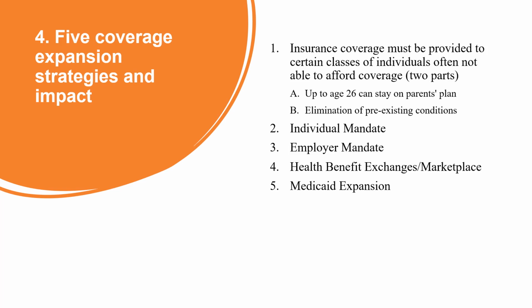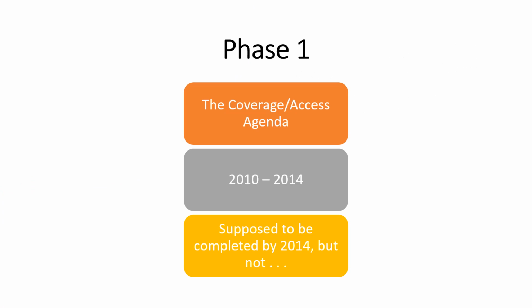But then there was what was known as the individual mandate. There's also an employer mandate. Then there were the health benefit exchanges or the marketplace. They kind of go by different terms over time. And then Medicaid expansion, which we've talked about some previously. So phase one, if you want to put it in a picture, is the coverage or access agenda. It was to last from 2010 to 2014, and everything was supposed to be completed by 2014, but not everything happened, and we know that we still have approximately 10 states that have not expanded Medicaid.